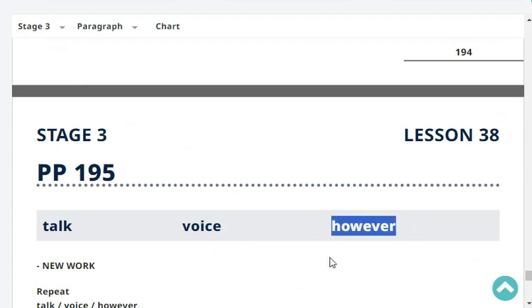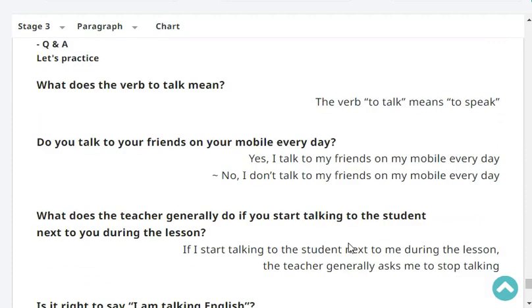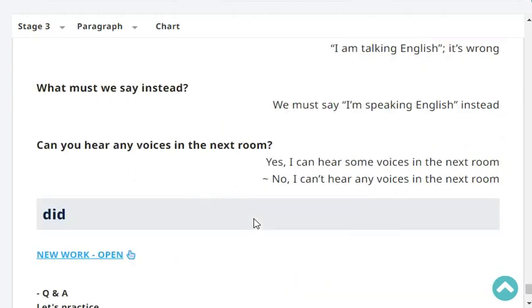Yes or no? No, I can't hear any voices in the next room. One more, it's weak. No, I can't hear any voices in the next room. Very good.